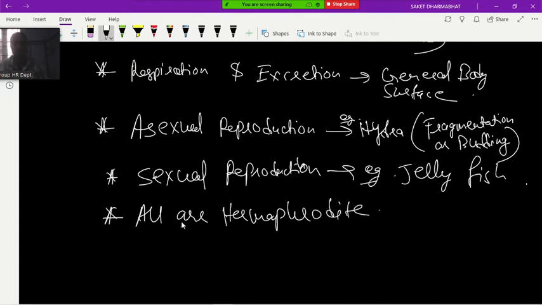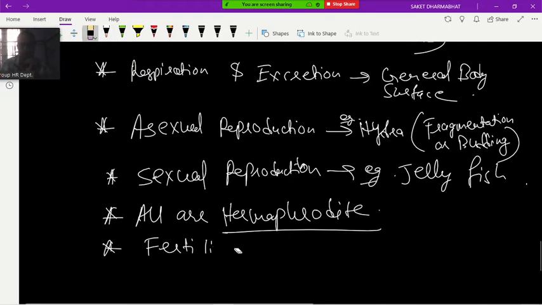All are hermaphrodite, but some species of Hydra are unisexual also. We can't say. So, hermaphrodite. Fertilization is external. In Porifera it was internal. Sir, if all are hermaphrodite, you said some jellyfish are not hermaphrodite, then it will become wrong, no, sir. Yeah, sorry. I mean maximum are hermaphrodite, or not all we can say here. Okay, correct.